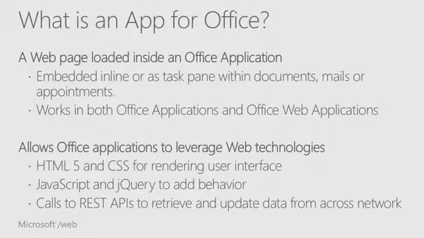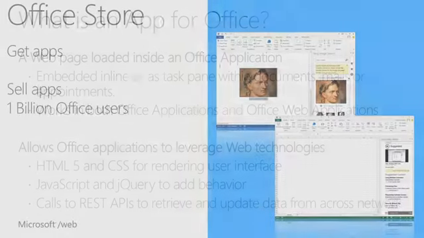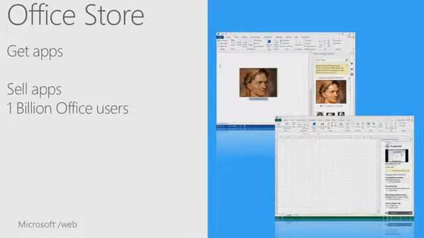And then, we talked about the model here: you can build with HTML5, CSS, jQuery, use all those skills, and then make REST calls to anywhere you'd like. There's a store for these as well, so you can get apps. You can go inside of Word, PowerPoint, Excel, whatever, and you can say get apps.